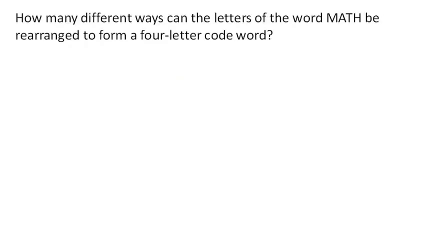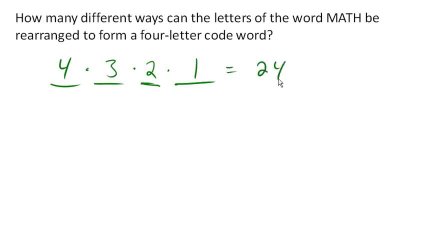So how many different ways could the letters of the word math be rearranged to form a 4-letter code word? So we have 4 letters, and we can ask ourselves, how many choices do we have for the first letter? Well, we have 4 choices. How many choices do we have for the second letter? Now, we're rearranging the letters, so we can't use any letters twice, and so there would only be 3 choices for the second letter. How about for the third letter? 2 choices. And then there's only 1 choice for the last letter, because there's only 1 letter left. And so we'd end up with 24 different code words that we could create out of the letters of math.